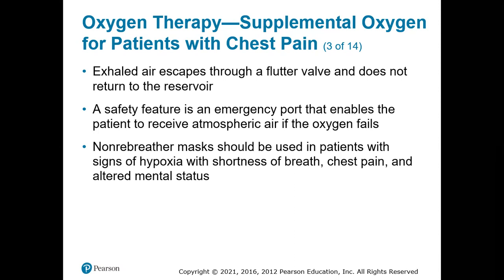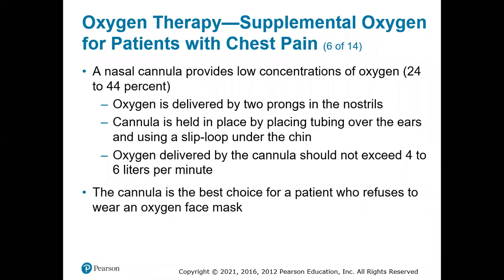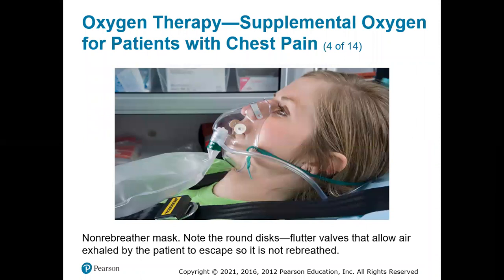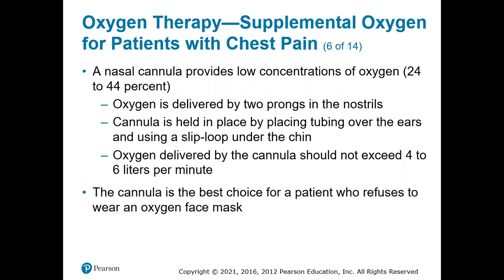Patients with hypoxia and shortness of breath, chest pain, altered mental status, any of those, you should be throwing a non-rebreather on. So there's your non-rebreather. Note those little flutter valves that allow that air to escape so they're not rebreathing carbon dioxide. So that's why it's called non-rebreather. Your non-rebreather does provide 80 to 90% oxygenation. Your nasal cannula, or those nasal prongs, deliver about 24 to 44% oxygenation. The liter flow per minute is 4 to 6.